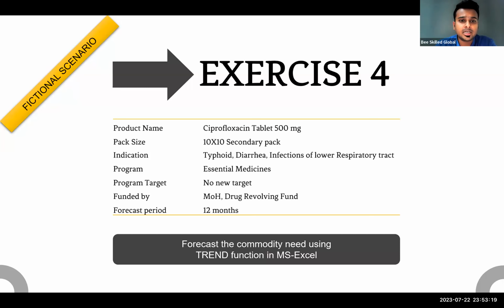I see some people are unmuting themselves. Please, if you have questions, write them in the chat or just wait for this exercise to finish, because then we will have a dedicated 15, 20 minutes for questions. Okay, thank you.